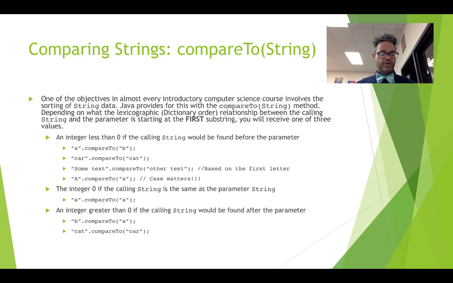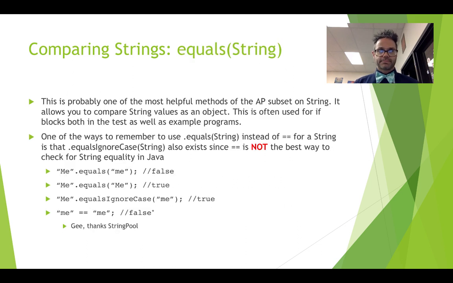Now, we get a value greater than zero if the string on the left is after the parameter. So b.compareTo(a) gives us a positive value, some positive number, maybe one, maybe 105. We don't have to worry about that. "cat".compareTo("car"): C-A, same, T comes after R, so cat gives us a greater than zero value because cat is after car in the dictionary. We'll see that example in some code in just a bit.